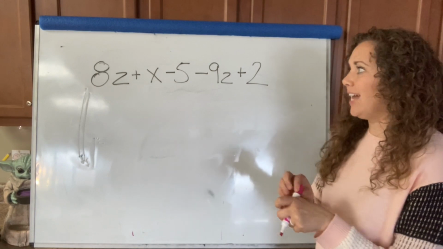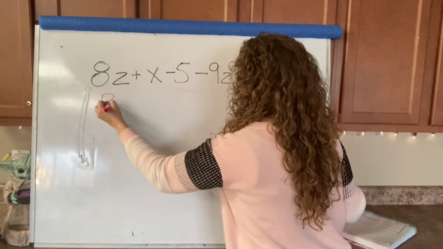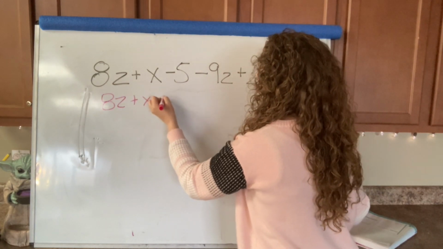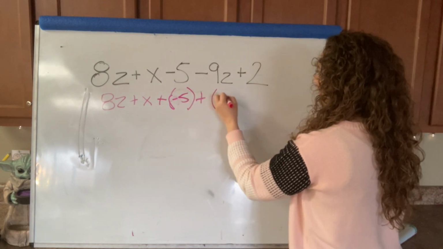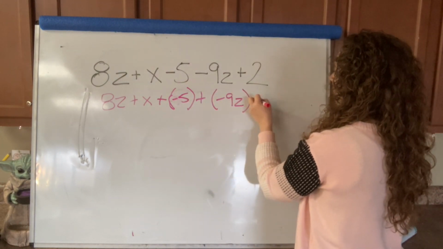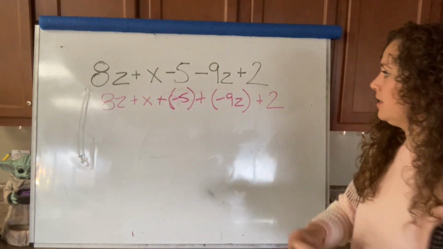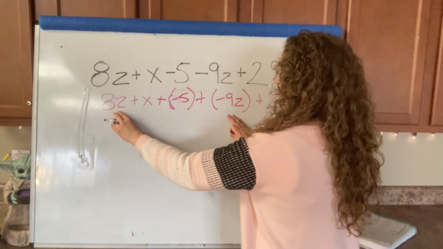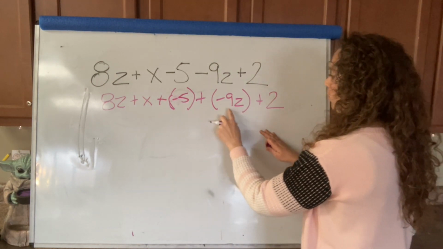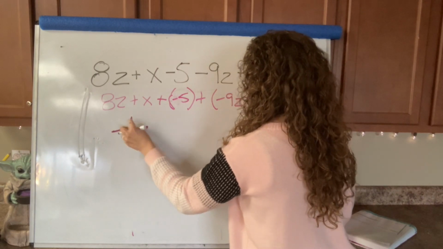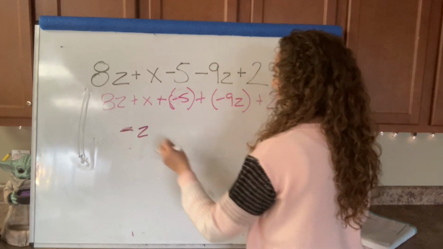Let's simplify this algebraic expression. We are going to rewrite it as 8z plus x plus -5 plus -9z plus 2. And then we will combine the like terms. So let's look at these z's first. We have 8z and a -9z. That's going to wind up being -1z. So we just say -z. We don't have to put that 1 there.